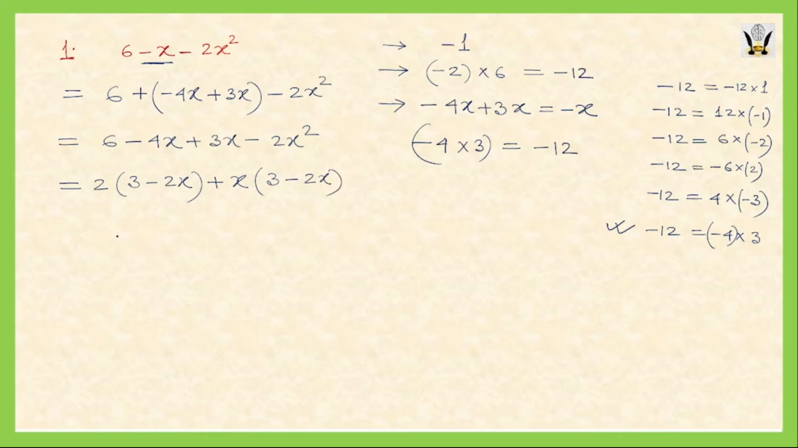So here what we can see is 3 minus 2x is the common factor or common binomial. So 3 minus 2x will be one of the factors of that algebraic expression, and the other factor will be 2 plus x. So this is the factorized form of this algebraic expression.